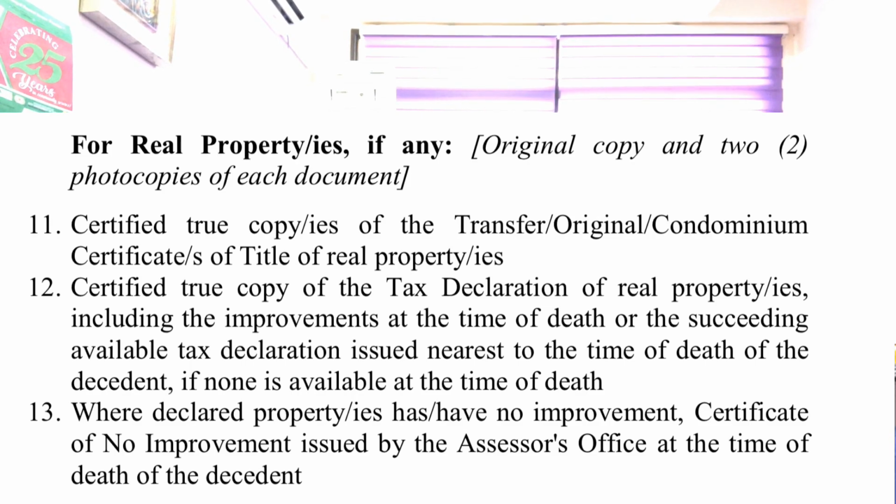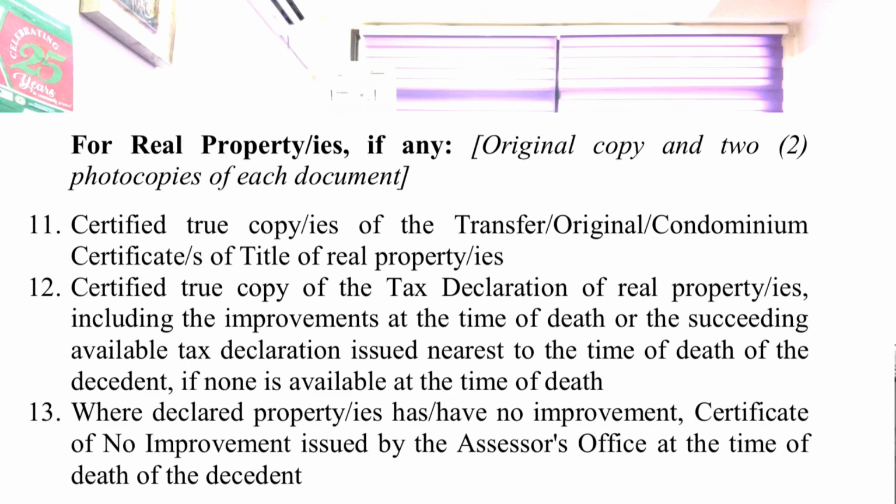Number 1 is certified true copies of the transfer, original or condominium certificates of title of real property. So that's the title of the property. It must be a certified true copy. Number 2 is certified true copy of the tax declaration of real properties, including the improvements at the time of death or the succeeding available tax declaration issued nearest to the time of death, if any, if none is available at the time of death.